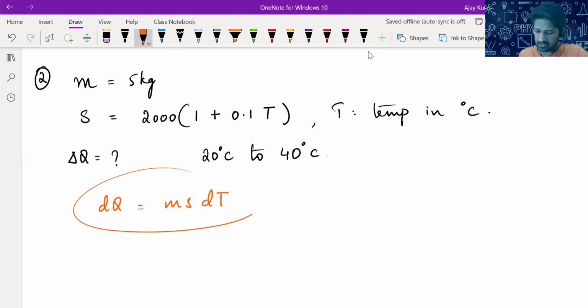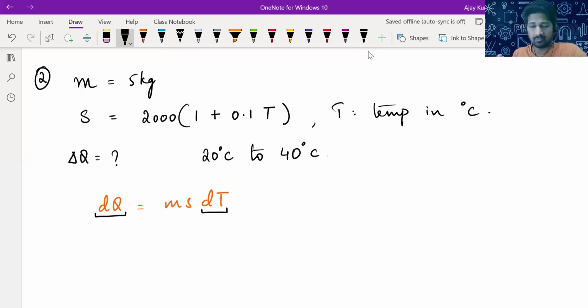When you write this equation, what you are indirectly saying is for small amount of heat supplied and for small temperature changes. How small you can't even tell. The dT value you cannot tell, but it's non-zero. It's a non-zero change in temperature. So when you are writing an equation like this, what you are indirectly saying is for such small changes in temperature, specific heat can be assumed to be constant. So dQ is equal to m s dT.